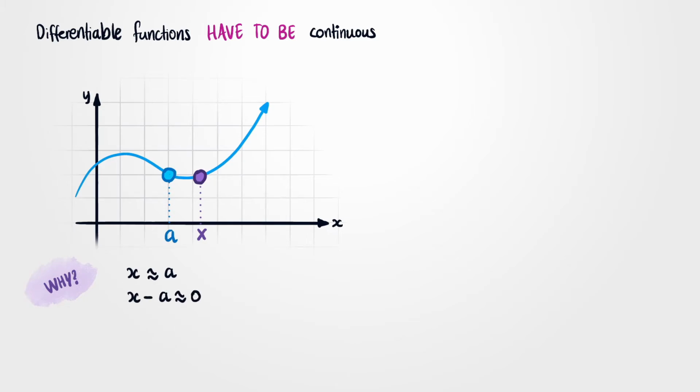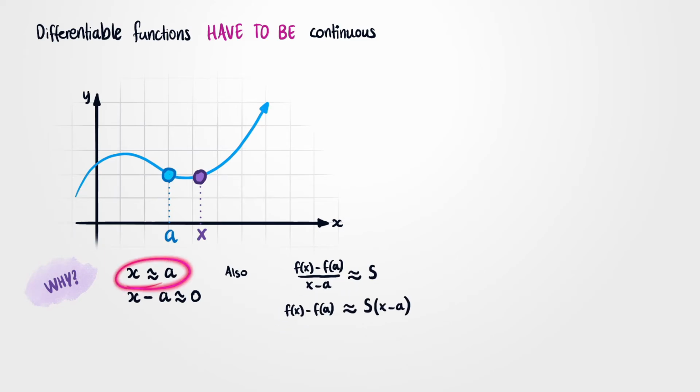Now let's write down the definition for differentiability. We take the limit as x approaches a, but we can say that this thing over here must approximately be equal to this s over here, just like we did in our example. Now we can take this condition and multiply both sides by x minus a. As we said before, if x is approximately equal to a, then x minus a has to be 0. And this means that this right hand side over here also has to approximately equal 0.